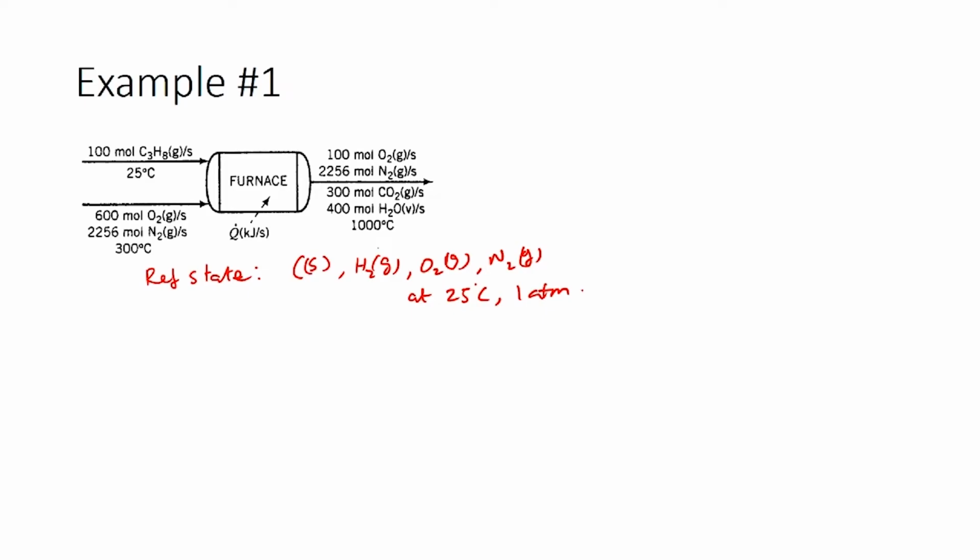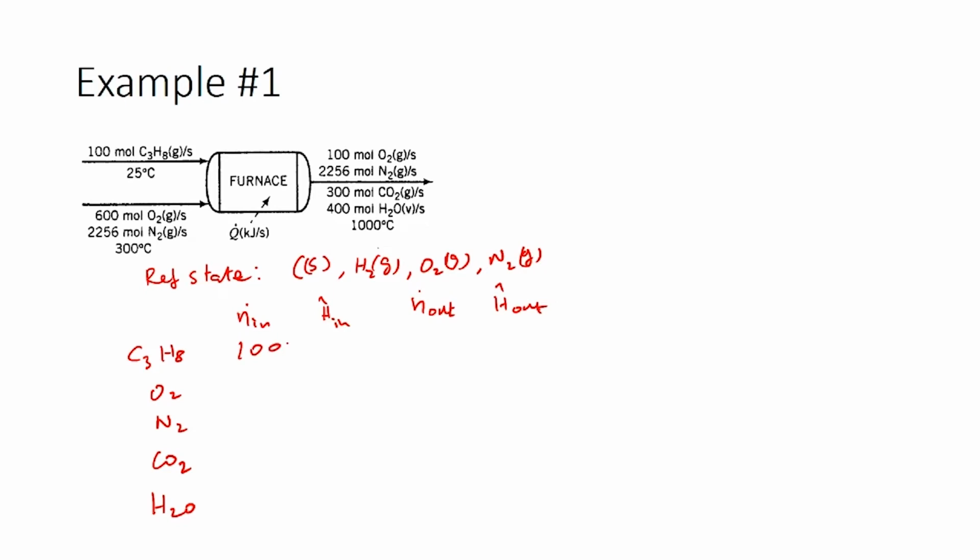Now that we have identified the appropriate reference states, let us start building the specific enthalpy table. So, the substances are the same, you have propane, oxygen, nitrogen, carbon dioxide and water. So, you have N in dot, H cap in, you also have N out dot and H cap out. So, the molar flow rates are the same as what we had done earlier. So, it will be 600, 600, 2256 and dash and dash.